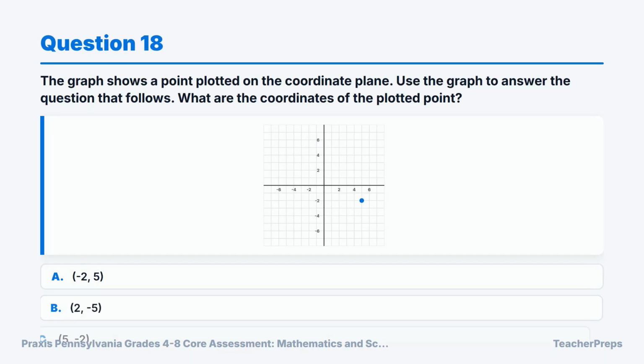Question 18. The graph shows a point plotted on the coordinate plane. Use the graph to answer the question that follows. What are the coordinates of the plotted point? Pause the video and select the best answer.